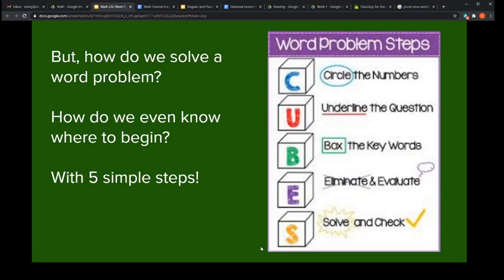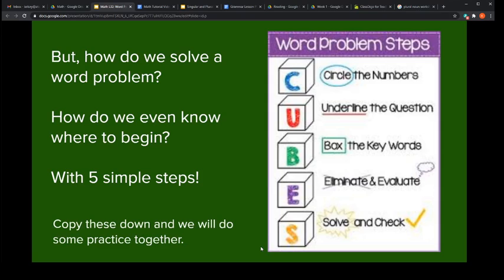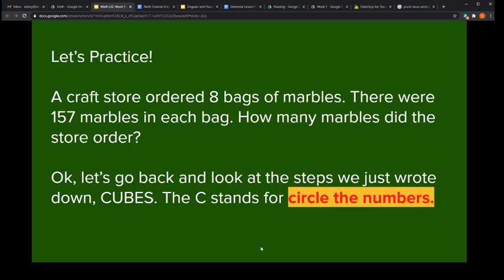CUBES spells cubes. C stands for circle the numbers, U for underline the question, B for box the keywords, E for eliminate and evaluate, and S for solve and check. We will ask the students to copy these down into their notebooks, and then we'll do some practice together.